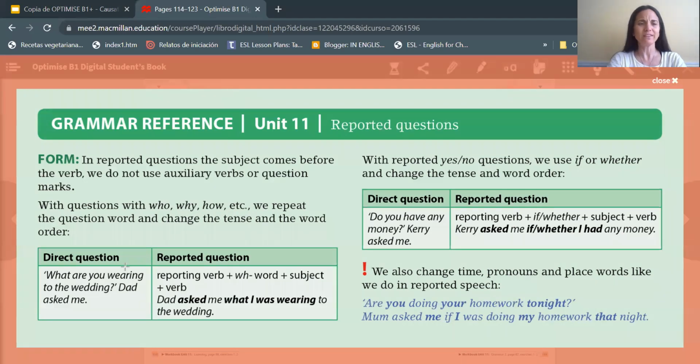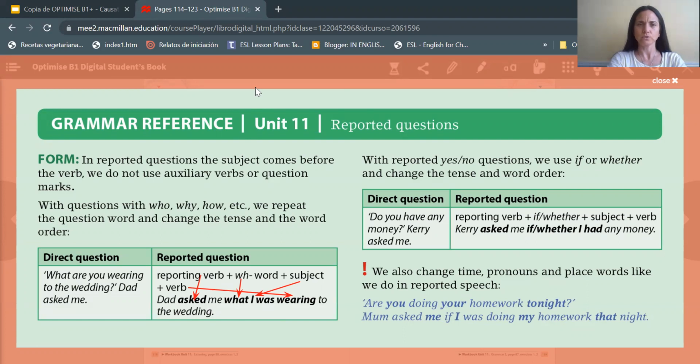So if in the direct questions you have, "What are you wearing to the wedding?" Dad asked me. In the reported question, you're going to have the reporting verb. Which is the reporting verb? The reporting verb in this case would be asked. Then the WH word, yes. Then the subject, in this case, I. And then at the end, the verb in this case was wearing. So the reported question would be, "Dad asked me what I was wearing to the wedding."